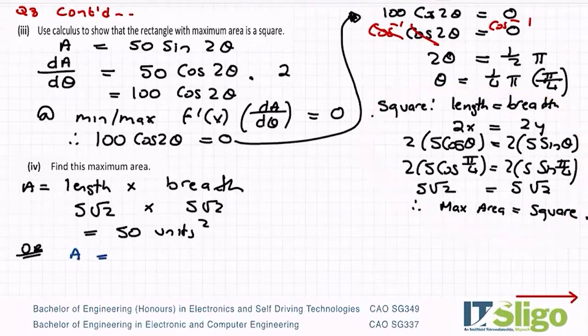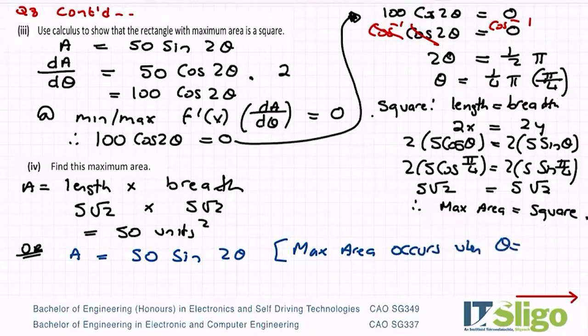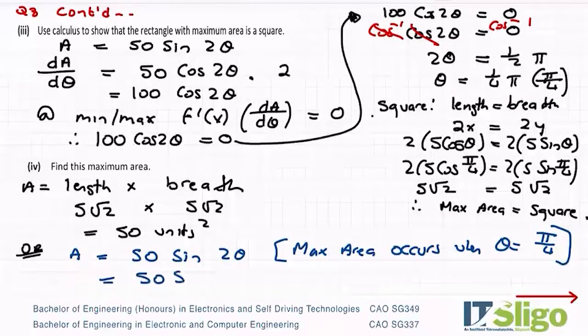Now, the other way of doing it, if you hadn't done this part, was to go back to area being 50 sine 2 theta. We know that max area occurs when theta is equal to pi over 4. So sub in your pi over 4 into your area formula and it will naturally give you the biggest area. So 2 times pi over 4, and I would expect to get the same answer: 50 units squared again.